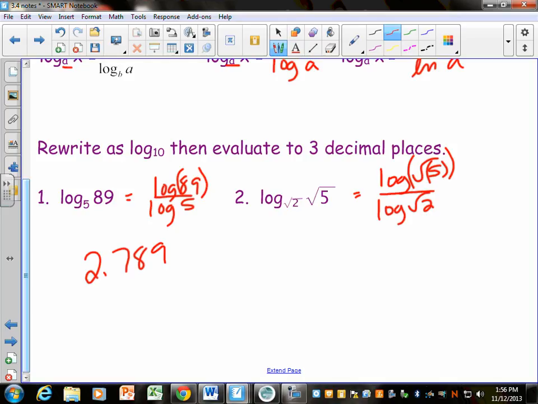Log square root of 5 divided by log square root of 2. I got 2.322. Did you get that? Anybody having calculator issues?